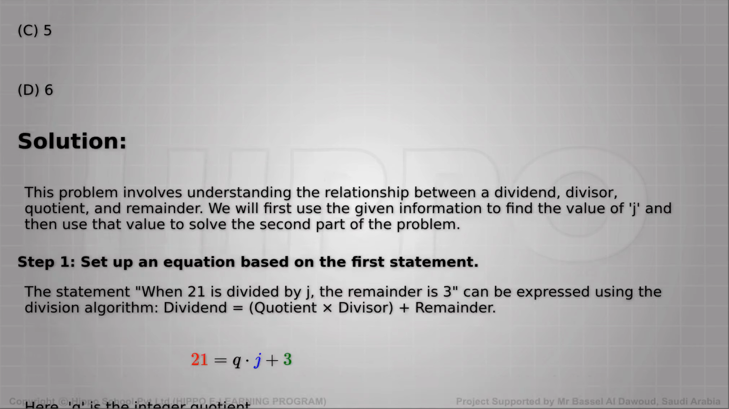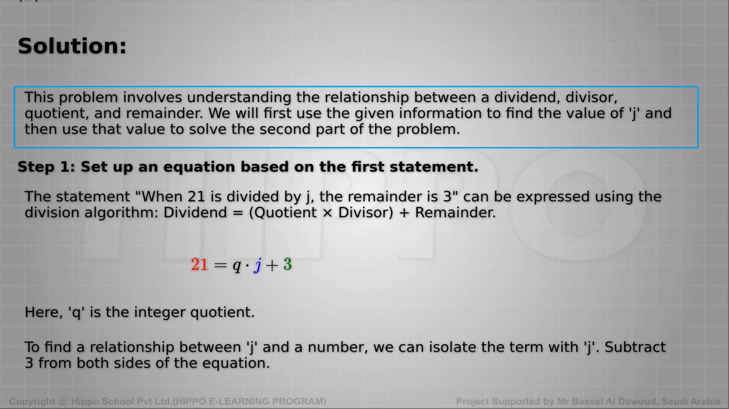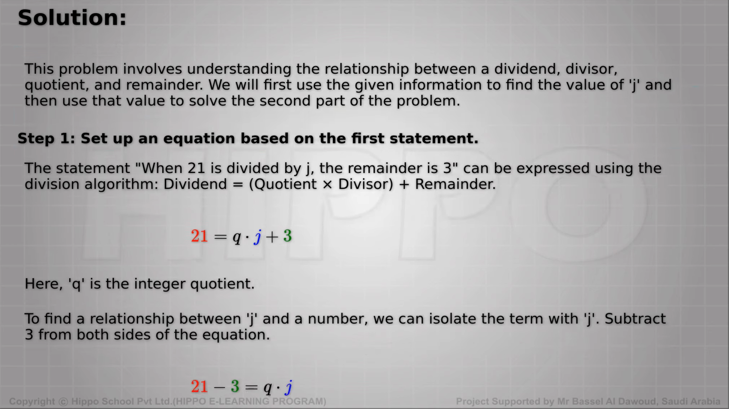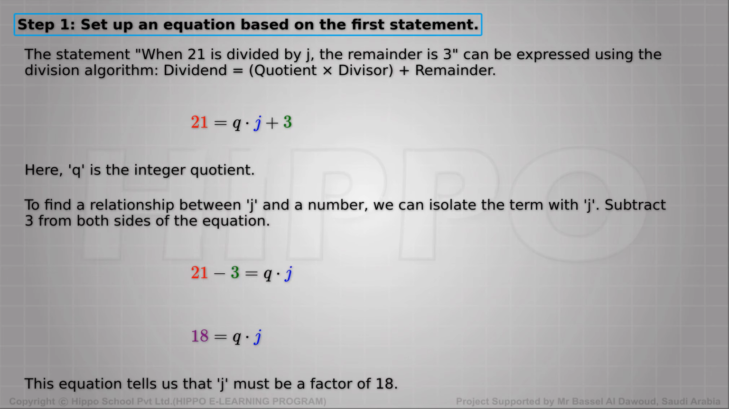Our game plan is simple. First, we'll use the initial statement about the number 21 to figure out what j could be. Then, we'll use the other conditions mentioned in the problem to pinpoint the exact value of j. Once we know j, the final step is to do the division with the number 30 and find the new remainder.